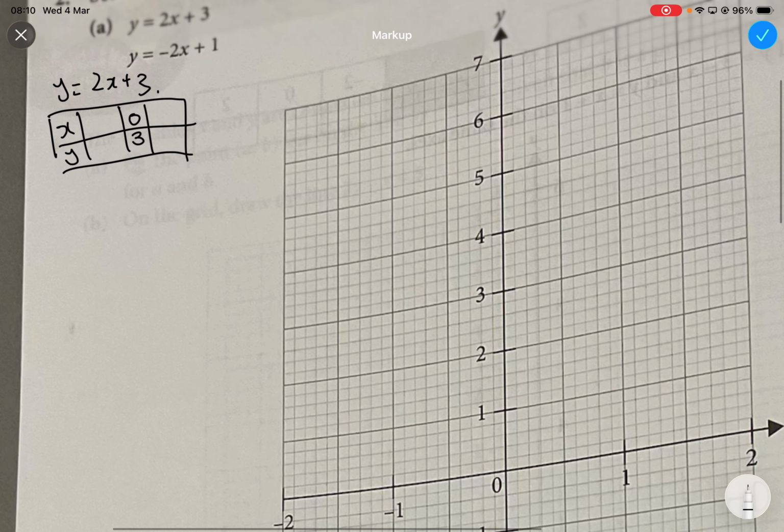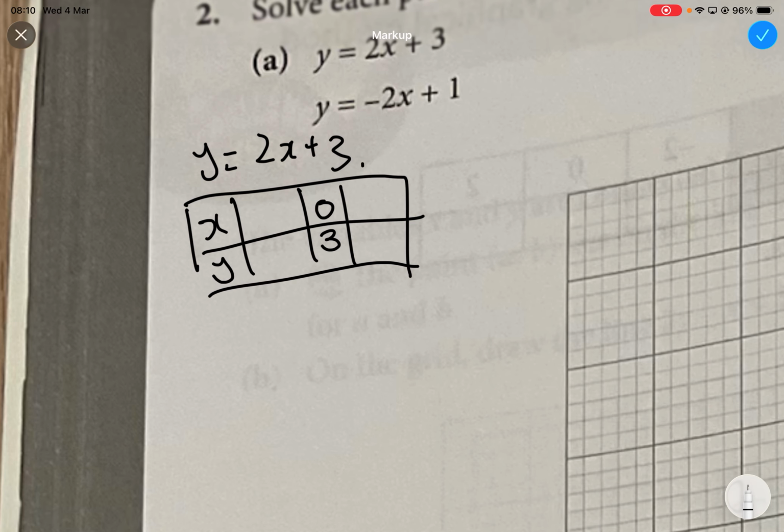Okay? So you all were missing this table. Start a table yourself. Then choose the x values. Then find the y value. That is one way to start. Negative 2 times 2 is negative 4. Negative 4 plus 3 is negative 1. 2 times 2 is 4. 4 plus 3 is 7.